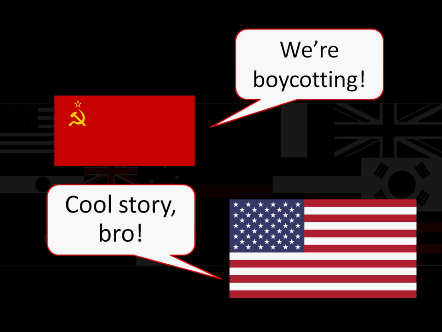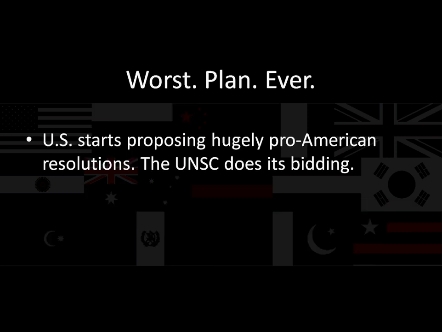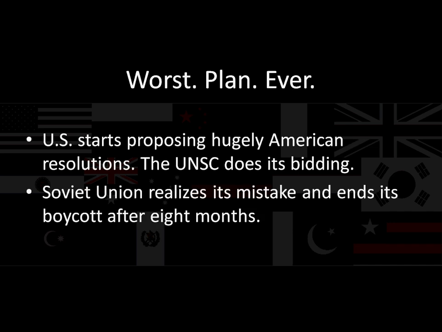And the United States kind of just shakes its head. It's like, yeah, that's cool. Whatever. Go ahead and boycott. We're going to do our own little thing. And as a result, without the Soviet Union there on the Security Council to block legislation, the United States can start proposing hugely pro-American resolutions. And the Security Council, of course, is very much pro-United States now because there isn't the Soviet Union anymore. And so the Security Council is essentially doing what the United States wants it to do. So this plan really backfires for the Soviet Union. And in fact, the Soviet Union realizes its mistake soon thereafter and ends the boycott after 8 months.